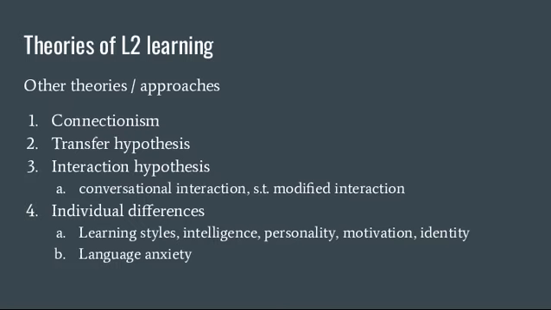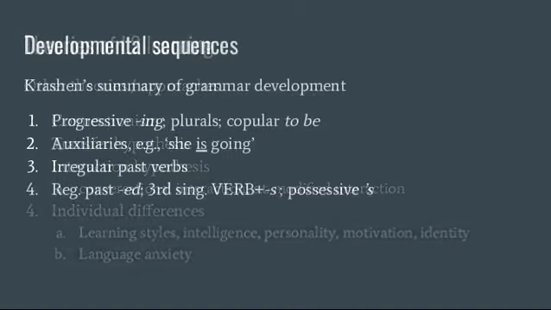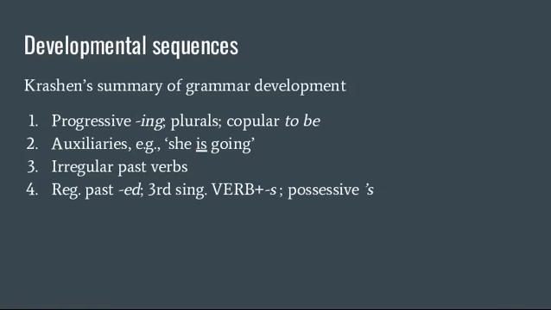Motivation, we'll talk about. Identity, we've kind of talked about. Language anxiety, we'll talk about later. So the developmental stages, according to Krashen and also according to other research since then, when it comes to verbs, for example, people learning English as a second language tend to follow this order: mastering progressives, the -ing and the verb to be, and then auxiliary verbs, and then irregular past verbs, and then things like the past -ed and the third person singular -s, like she goes, and the possessive -s.